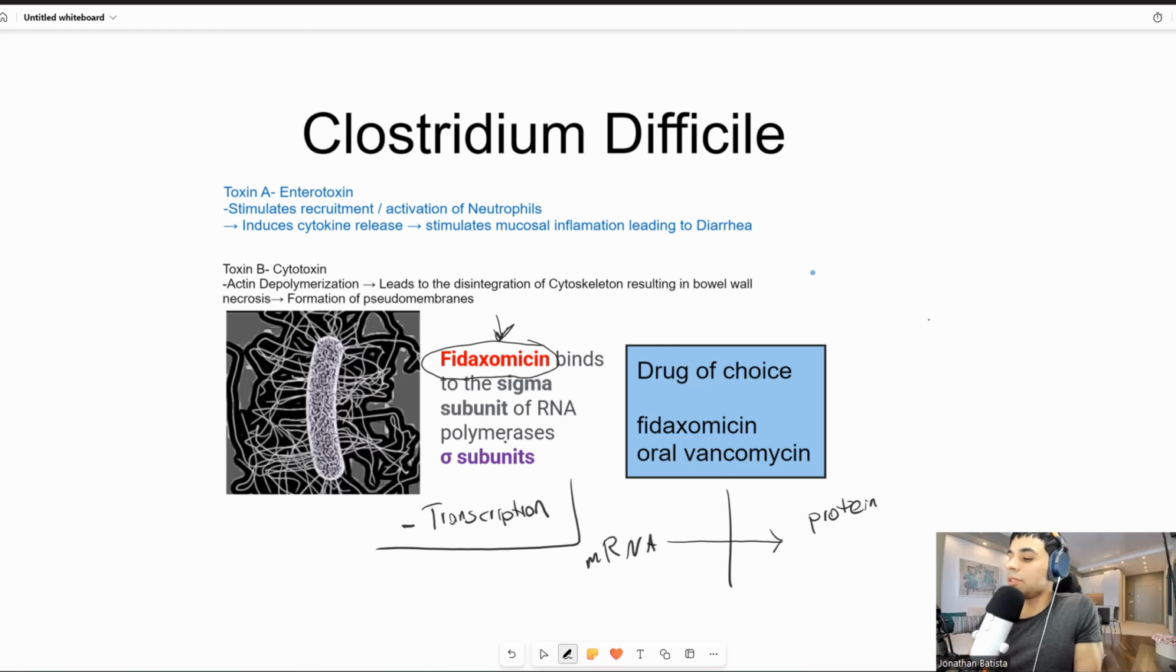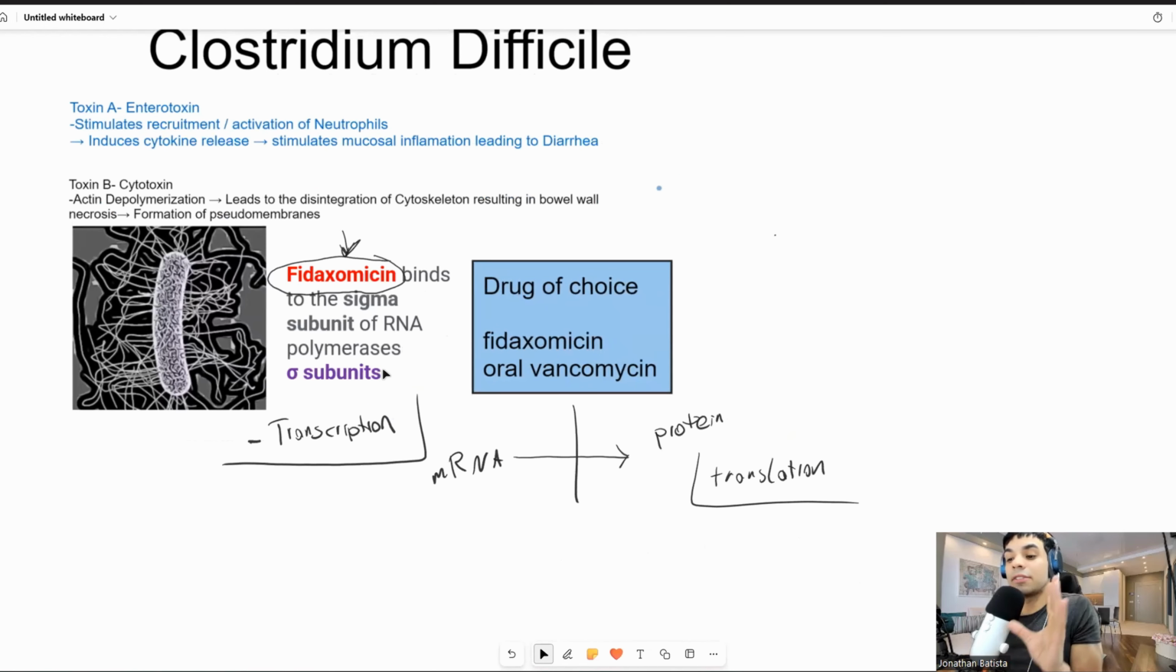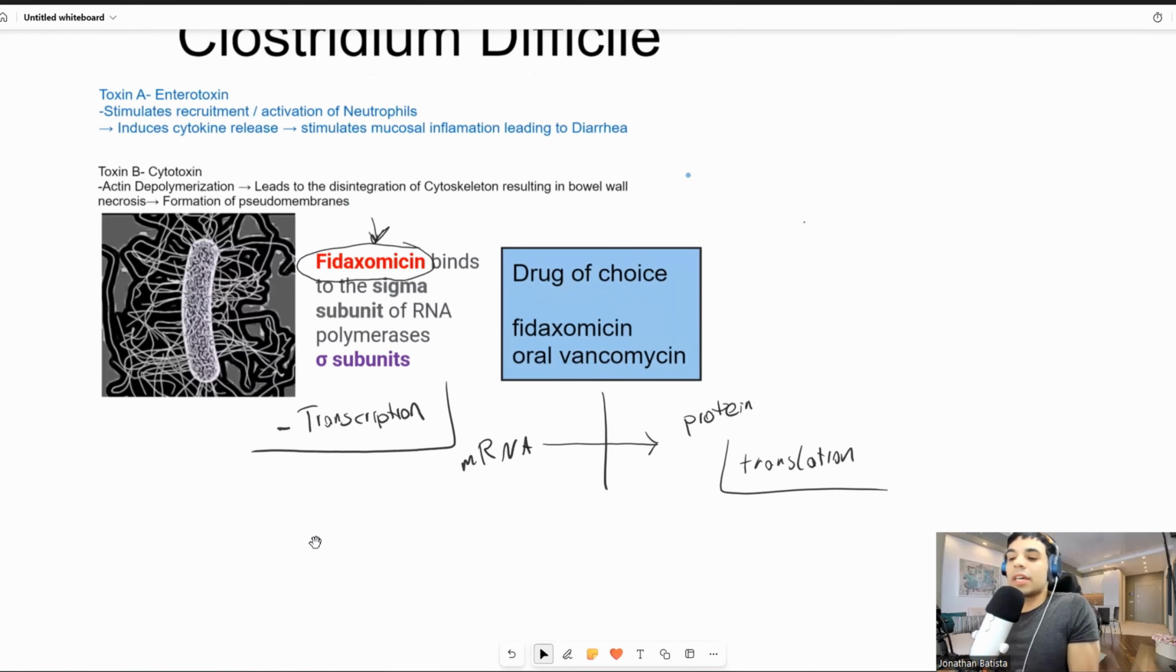So transcription, translation, very important that we separate the two. Here we're seeing a specific type of drug that inhibits the transcription of mRNA in prokaryotic cells, fidaxomicin. Let's say we used fidaxomicin and it did not work. Next step of management? Well, now you give oral vancomycin.